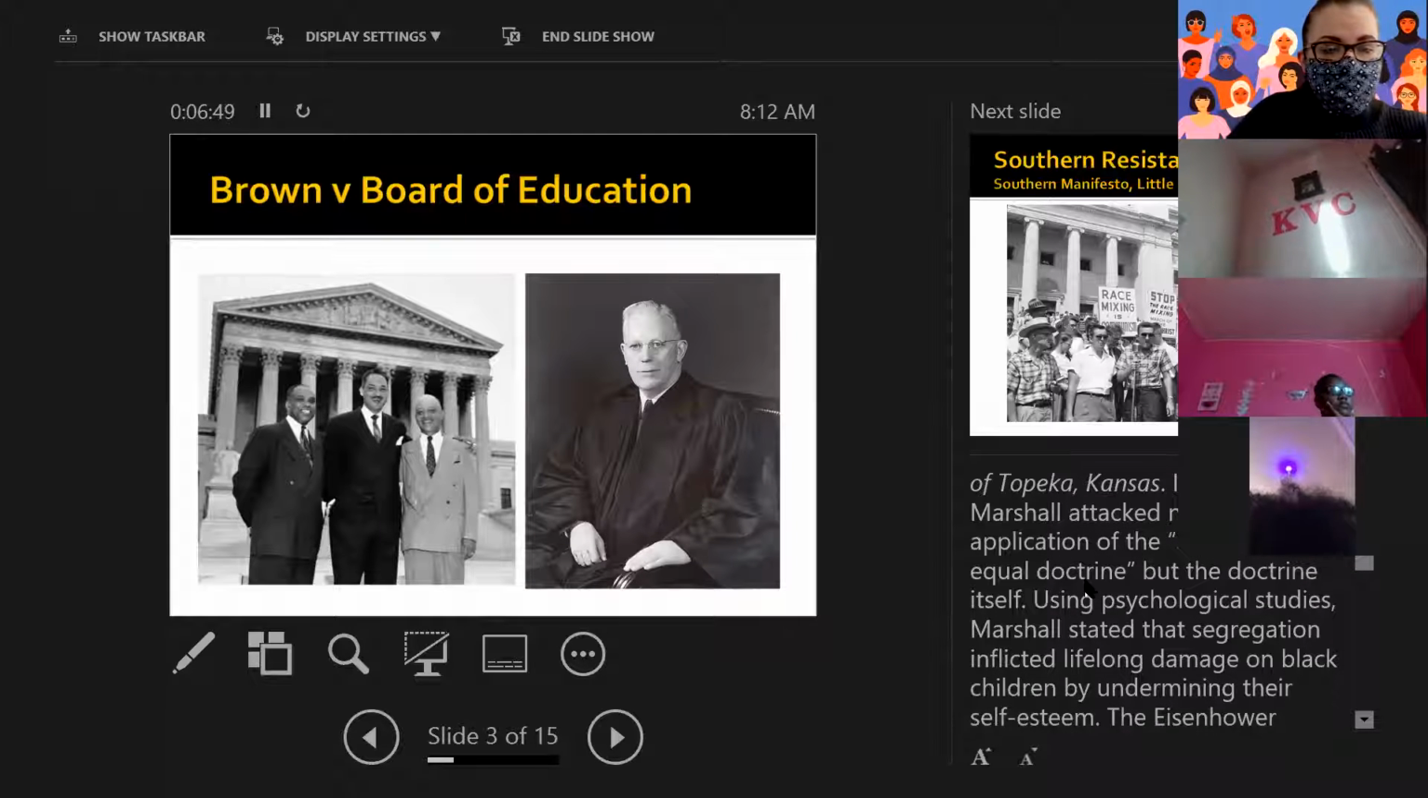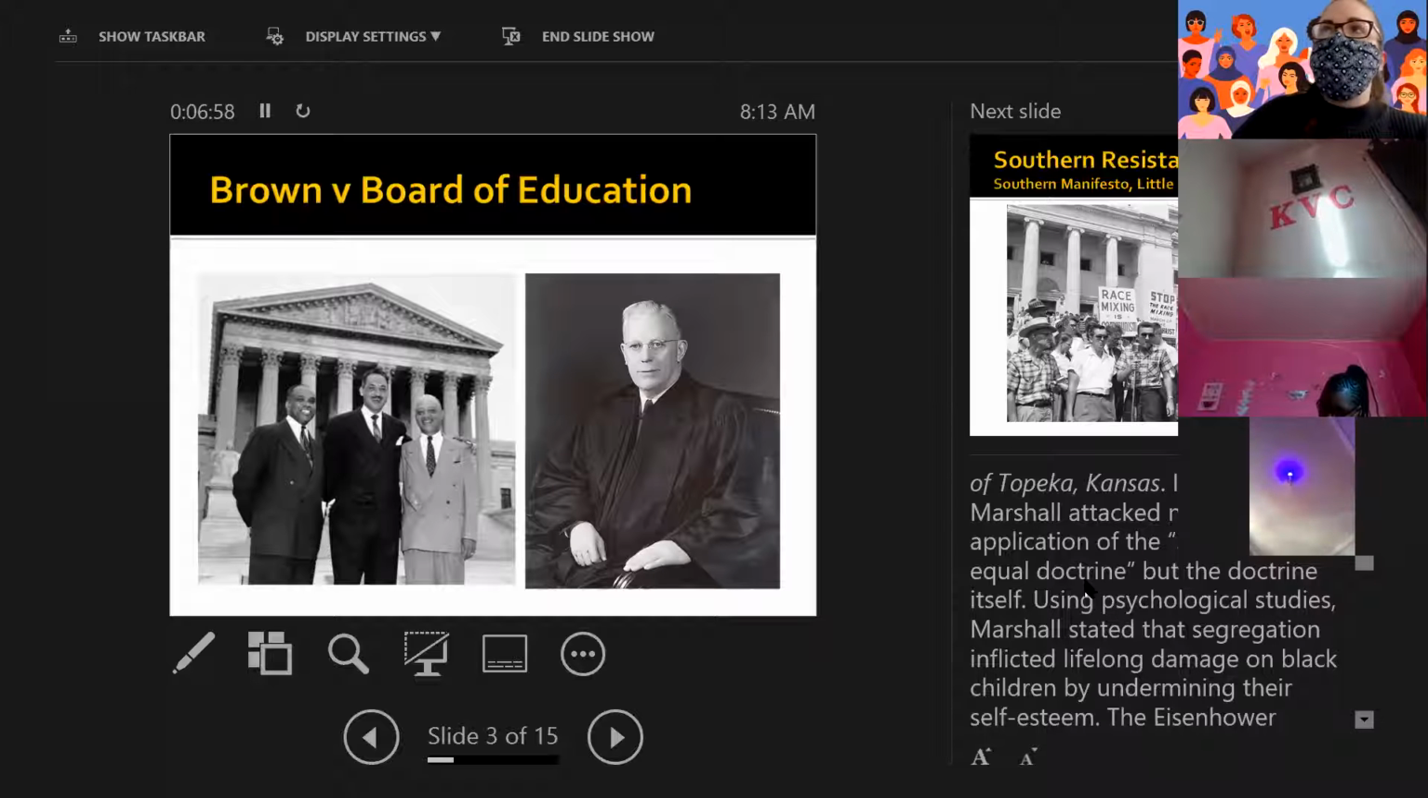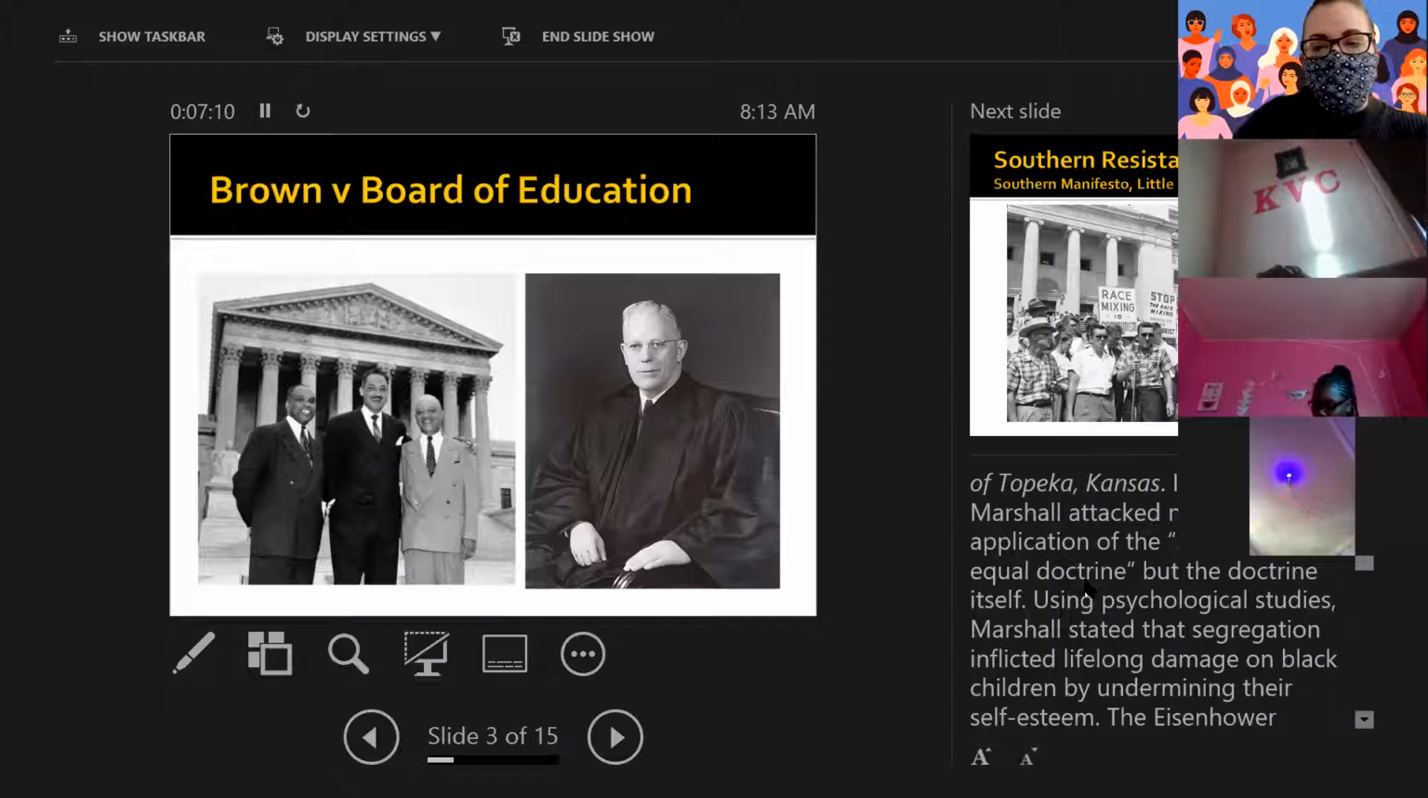In this case, the lawyer's name is Thurgood Marshall, and he becomes a Supreme Court justice later in his life. He attacks segregation in schools, arguing that the separate but equal doctrine is unfair.